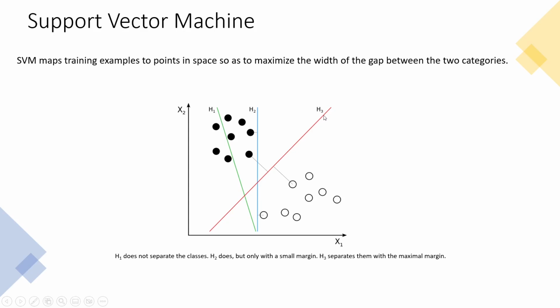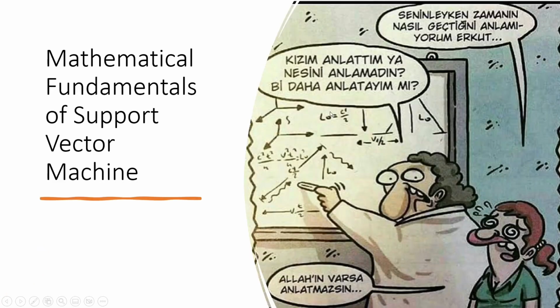But if we use H3 as the splitting line, this is guaranteeing you the maximal margin between the two data sets. So this is a much better line than H2. So our aim in support vector machines is to find H3. And there will be a mathematical derivation for the support vector machines.